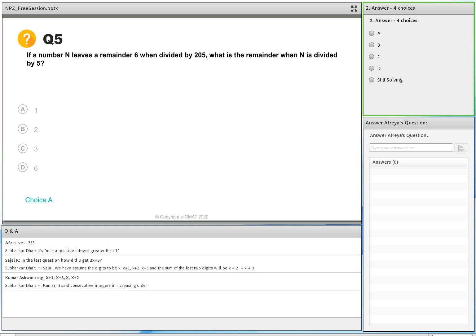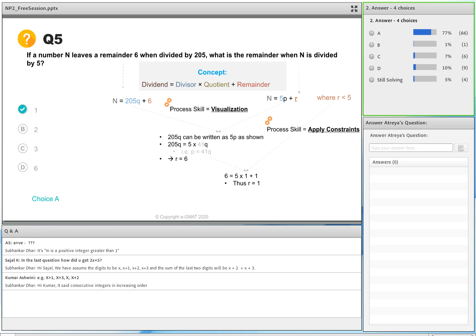All right. So in this question as well, we're going to discuss the same concept that we learned in the last question. So let me broadcast the results. And I can see 76% of you have marked choice A, which indeed is the correct answer for this question. Now, to understand this question, we'll keep in mind the same concept, that is dividend is equal to divisor times quotient plus remainder. The first part of the question tells me that n leaves a remainder of 6 when divided by 205. So I can write n to be equal to 205q, where q is the quotient, plus 6, where 6 is the remainder.